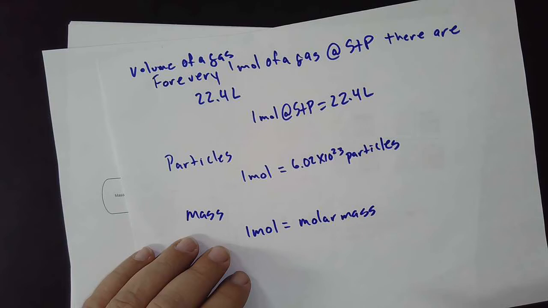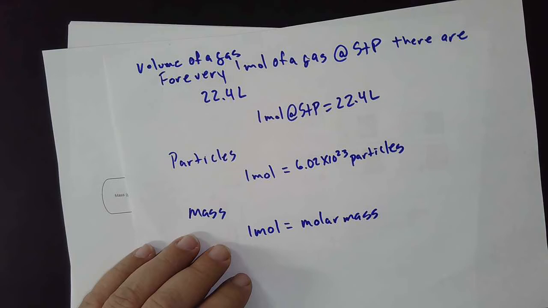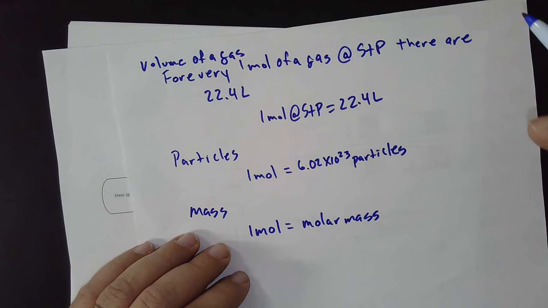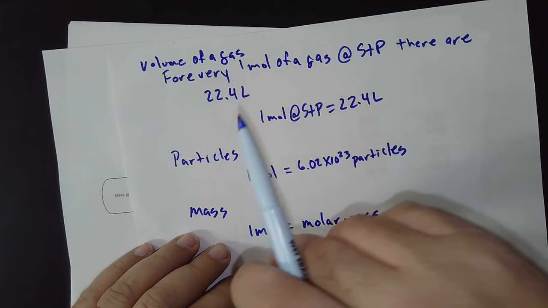Every substance has a different molar mass, so that means I can't use one number generically. The other two factors, the other two bridges, I'm not changing those numbers. It's always going to be 22.4 liters, or it's always going to be 6.02 times 10 to the 23rd particles. That doesn't change. But the mass factor is specific to the substance. Does that make sense to everybody?